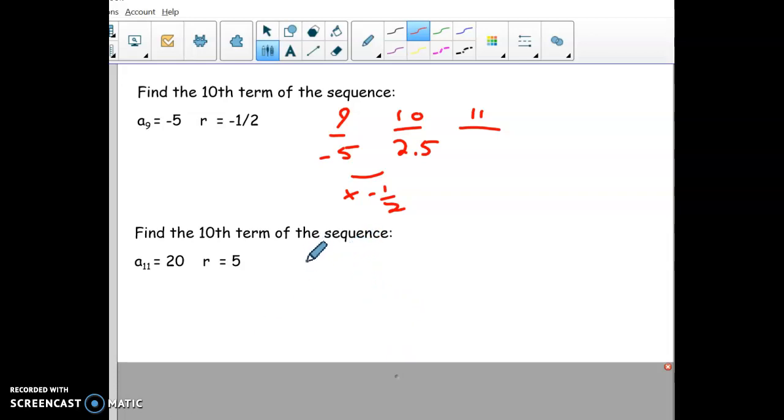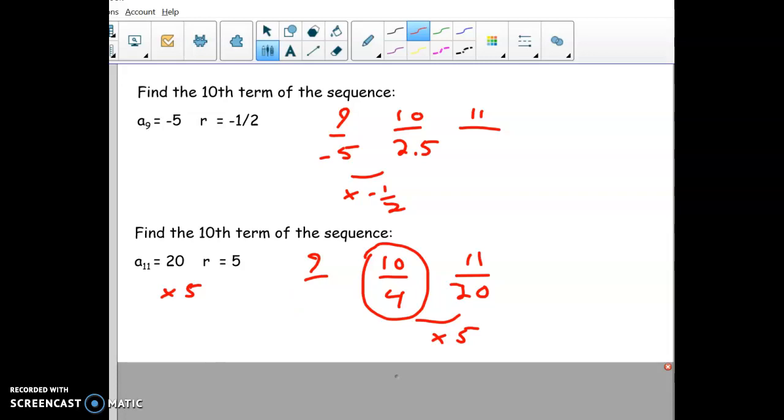All right, so this one we just have to work backwards. So we know the 11th term, a sub 11, is 20. And we know that r is 5. So we're multiplying by 5 each time. So this would have to be times 5 here, which means we have to divide by 5 to go back to figure out that this must be 4. And then we can kind of see that it works. 4 times 5 is 20. So the 10th term is a value of 4.